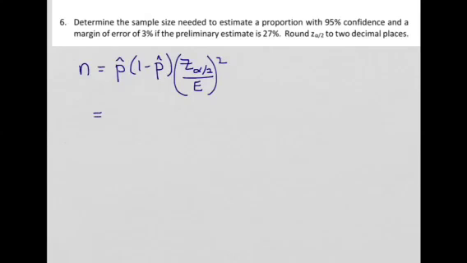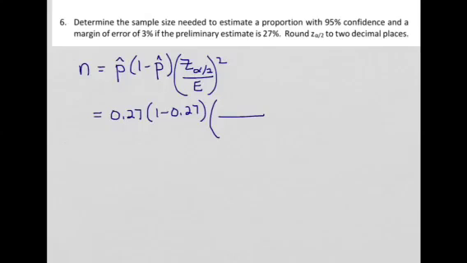In number 6, we want to determine the sample size needed to estimate a proportion. So again, we'll use p hat times 1 minus p hat, z sub alpha over 2 over the margin of error squared. Now in this problem we have a preliminary estimate, which is 0.27. So we put in 0.27 times 1 minus 0.27.